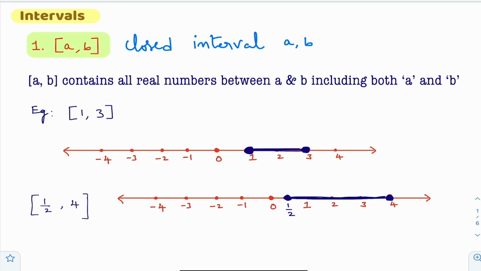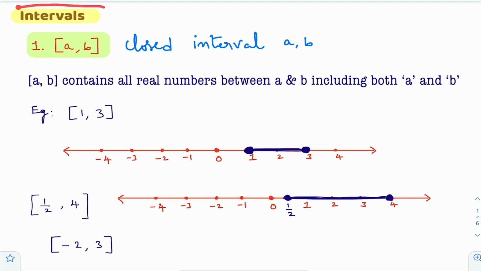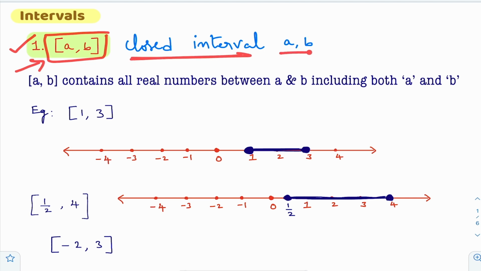Now I want you to mark this on the number line: minus 2 comma 3. Please mark this part on the number line. If you mark it, this is a closed interval, so minus 2 is also included, 3 is also included. See, you join them. This red color part is the closed interval minus 2 comma 3. So you are learning about intervals. In the intervals, the first one is the closed interval a comma b. You read it as closed interval a comma b.